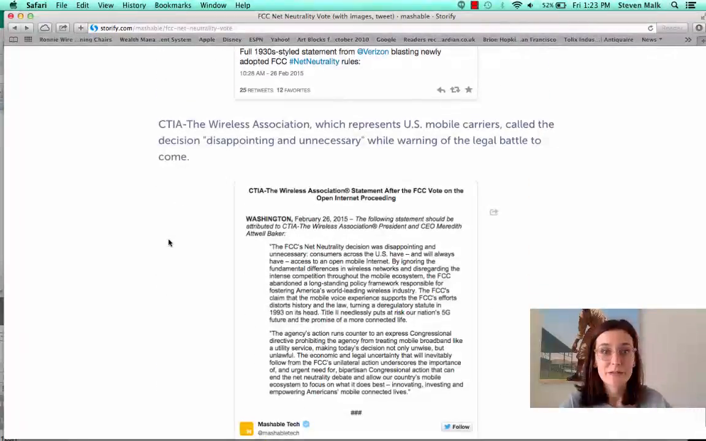They also provide this response from CTIA, and Mashable uses text here to explain to the audience what that is, right? That is the Wireless Association, which represents US mobile carriers. So this is something you want to make sure that you're doing in your Storify as well, that you're explaining who authors or creators are of the sources that you're using to help your audience orient themselves and to understand where these materials are coming from, which can be a challenge in a setting like this one where you're pulling from multiple locations.